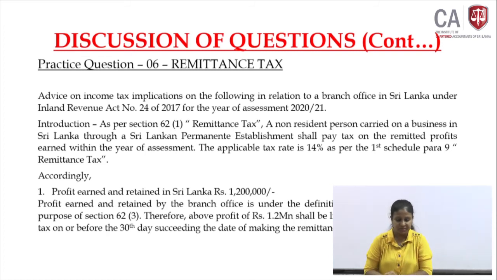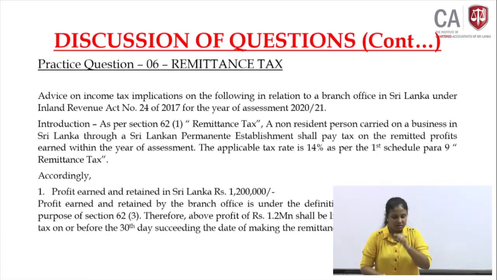Accordingly, the first question: you have to provide advice on profit earned and retained in Sri Lanka, 1.2 million. Okay, profit earned and retained in Sri Lanka. In that, profit earned and retained by the branch office is under the definition of remitted profit for the purpose of section 62 subsection 3, which we have looked into. Therefore, the above profit of rupees 1.2 million shall be liable to pay 14% remittance tax on or before the 30th day succeeding the date of making the remittance.